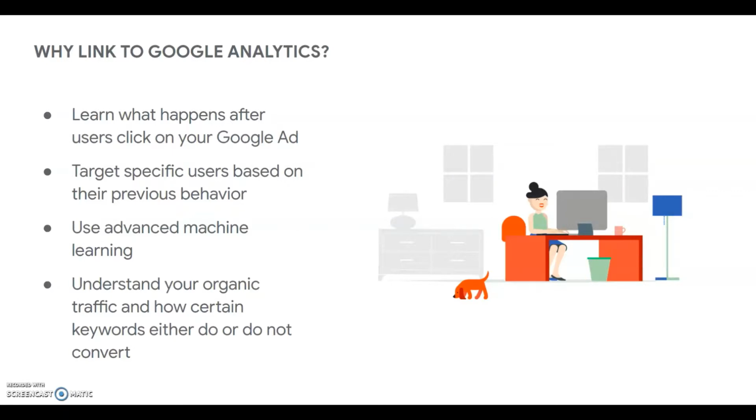You can use advanced machine learning. Google Analytics uses machine learning to help you get the most out of your data. You can better understand your organic traffic and how certain keywords either do or do not convert. By linking Google Search Console to your Analytics, you'll be able to better understand your organic traffic and the conversions that either do or do not take place within those audiences.